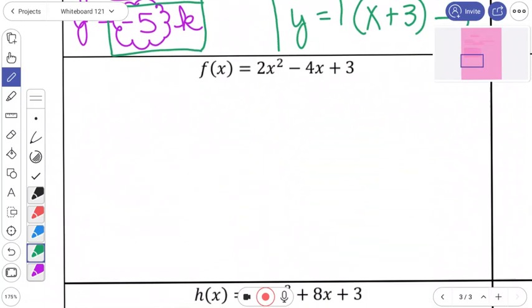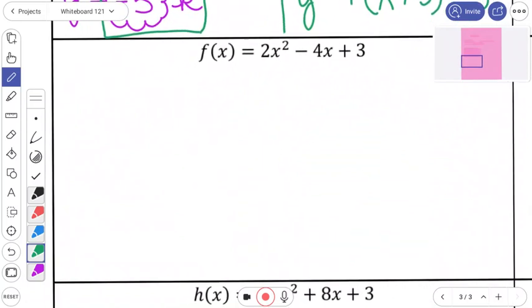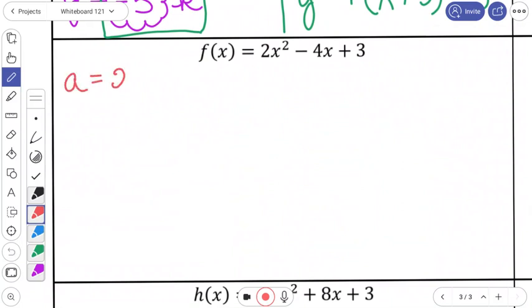All right, let's look at this next example right here. So step 1 says identify our A, B, and C values. So our A value is a positive 2. Our B value is a negative 4. And our C value is a positive 3.